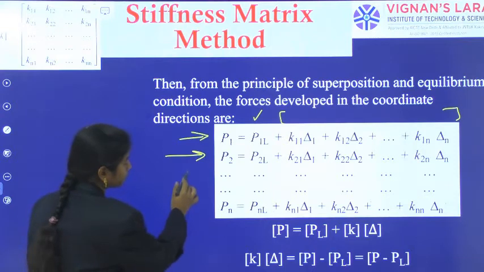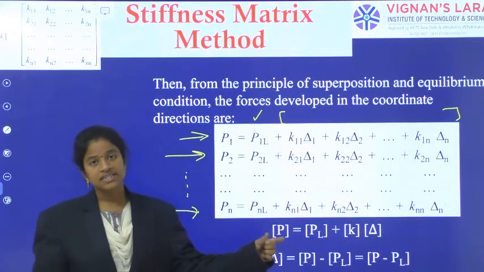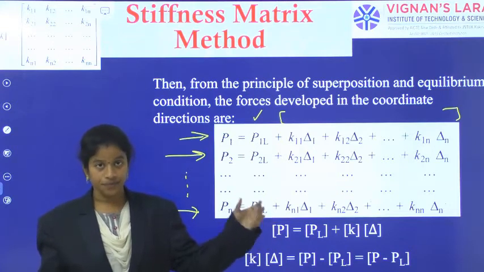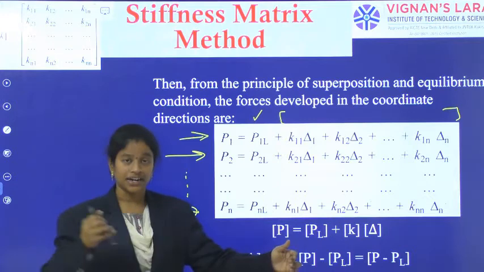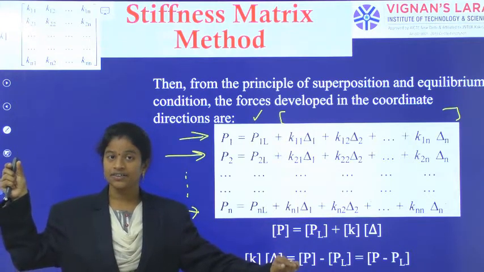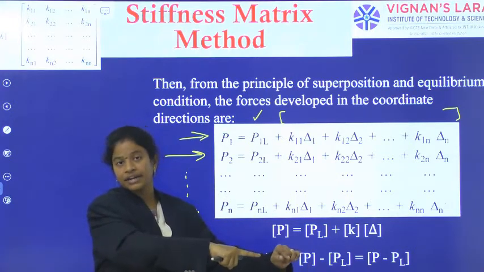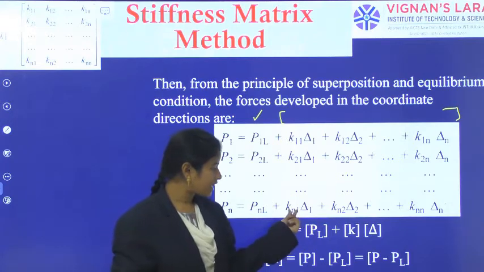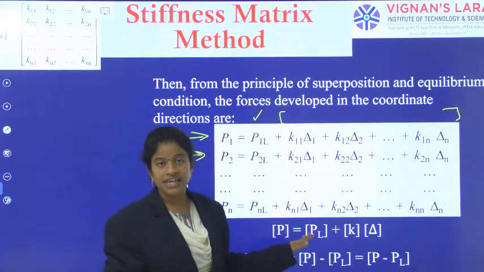And similarly, when you continue, due to the given load, what is the force developed at nth coordinate? Due to the displacement at 1, what is the force developed at nth coordinate? Due to the displacement at 2, what is the force developed at nth coordinate? So, everywhere at the nth coordinate, the output is k and delta 1. So, in this way the equations can be drawn.